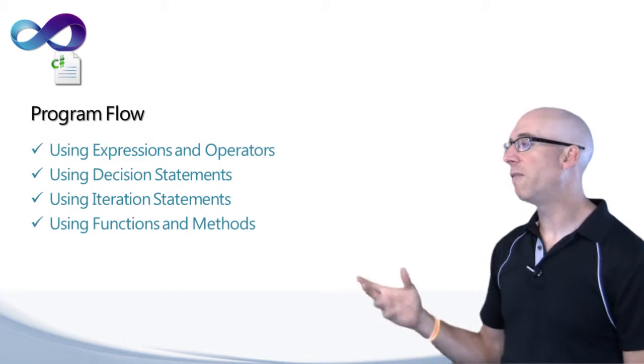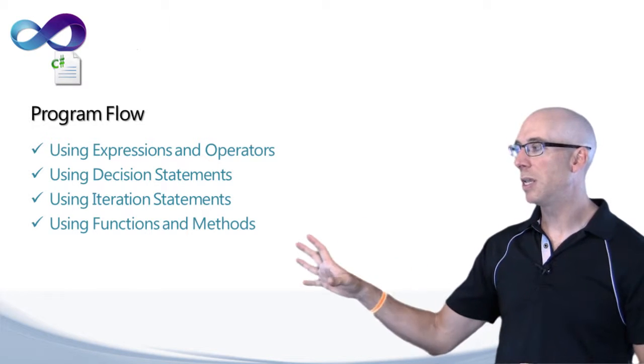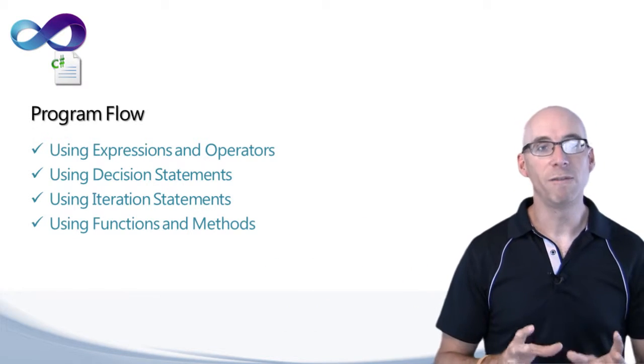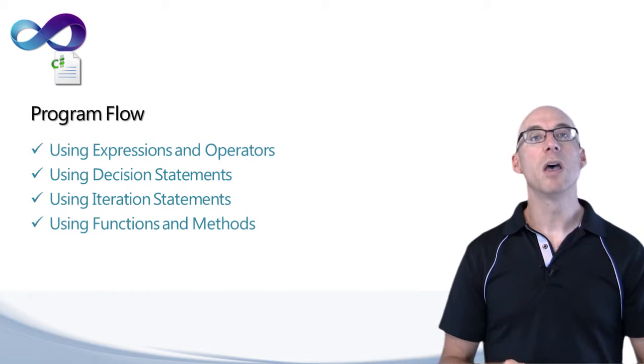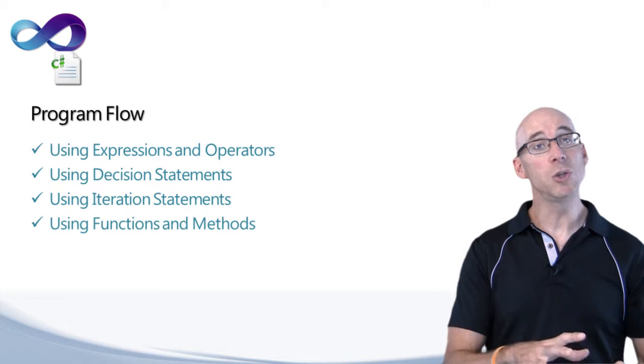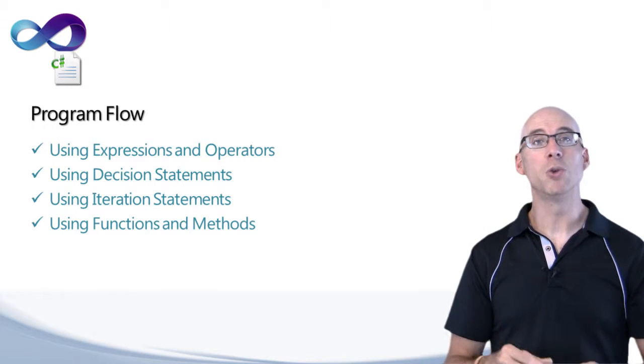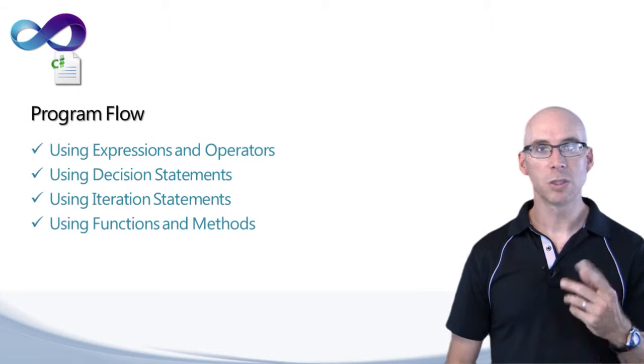And then finally, we have functions and methods. We're going to get into this in a little bit more detail, but basically a function and method is a means for us as developers to make our code easier to read and easier to understand by breaking out our code into a more modular design. So let's look at this.